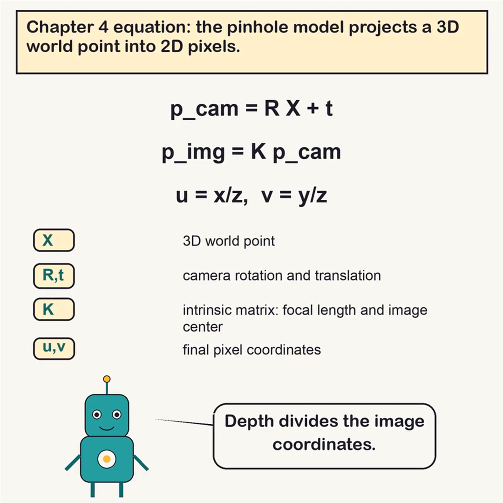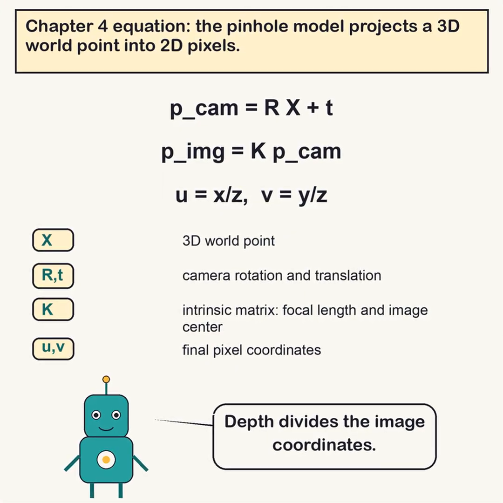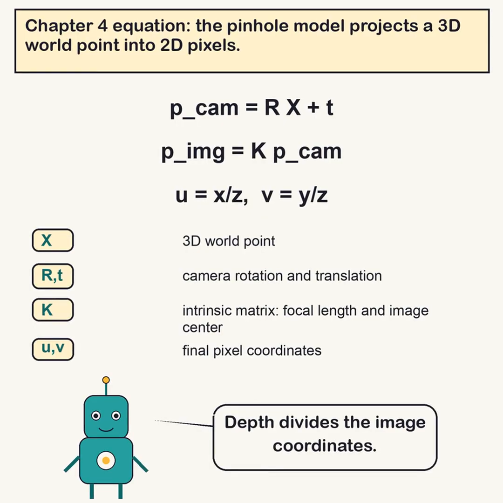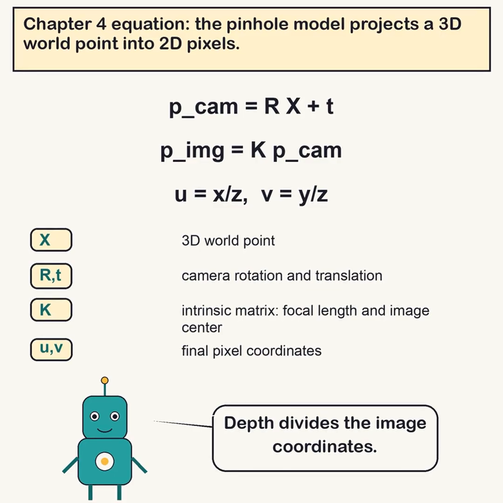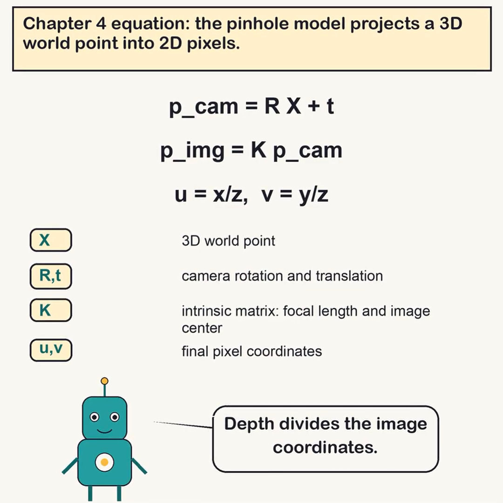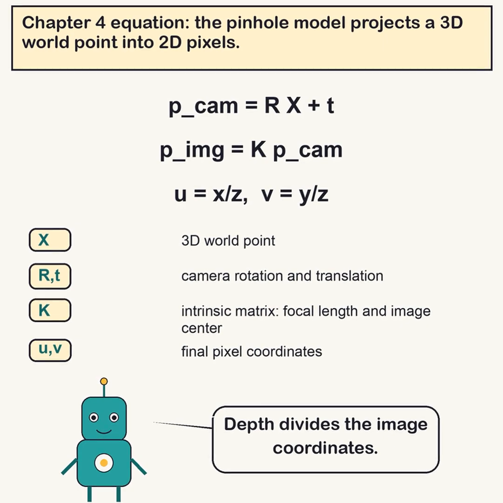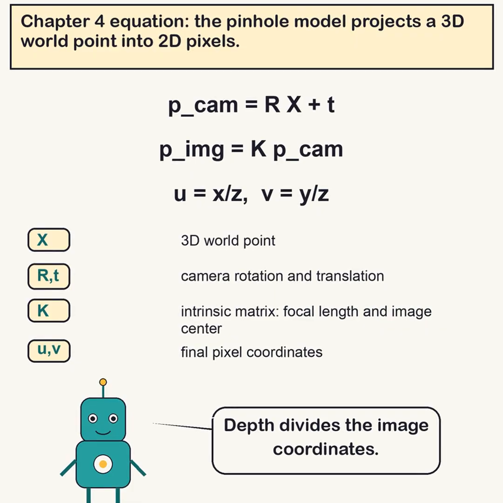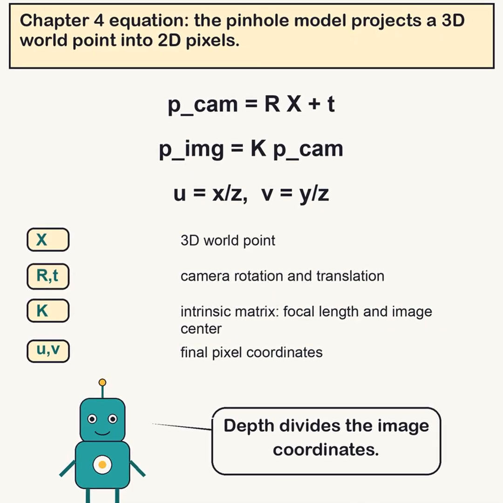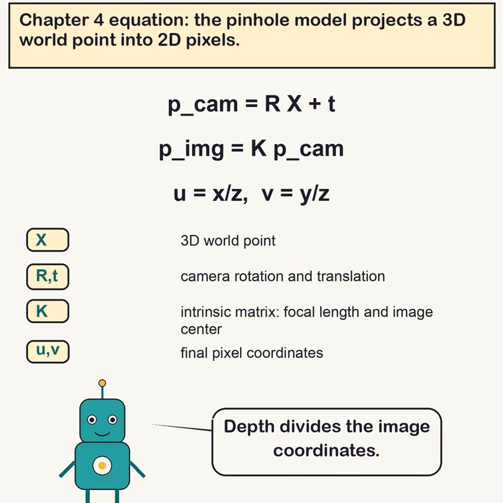The pinhole camera model is ancient in spirit. Camera obscura, Renaissance perspective, and projective geometry all discovered that straight rays explain images. R and T move the world into the camera's viewpoint. K represents the camera's internal ruler. Dividing by Z is perspective itself. Far things shrink because the same size subtends a smaller angle.